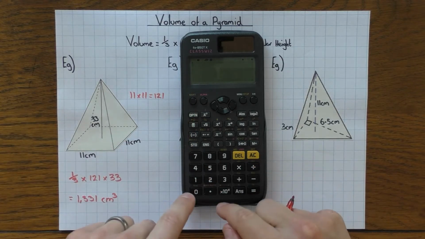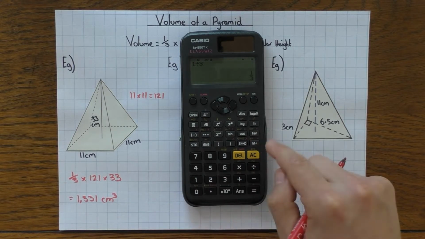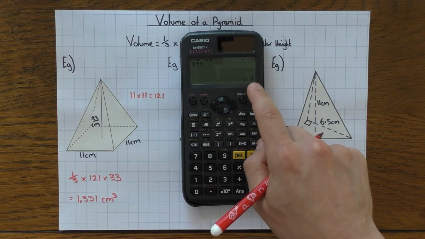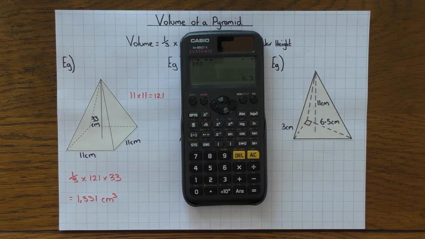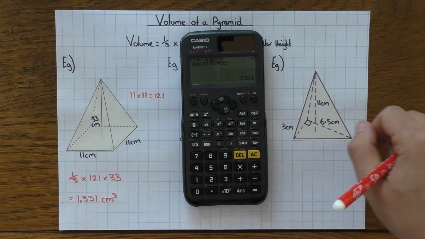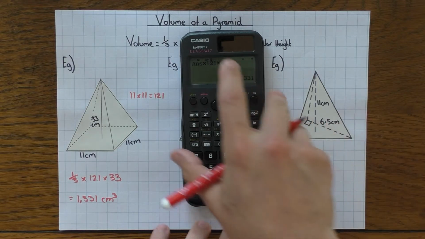If you haven't got a fraction button, don't worry, just do 1 divided by 3 and press equals. That'll get you the fraction. It'll probably be a decimal if you haven't got one of these calculators, 0.3 recurring, and then you can just put the rest of it in as normal and you get the same answer. So don't worry if you haven't got the fraction button, you can do it that way.